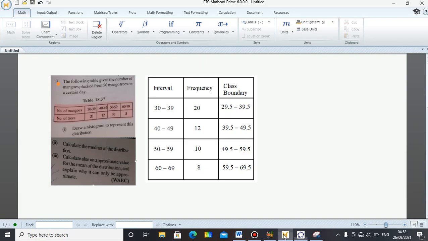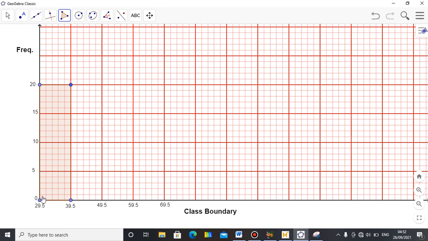Let's go to the table again. So 20 is even the highest here, and it starts from 29.5 to 39.5, which is what we have done. Then the second one is 12, and this is our graph. So this is 10. If this is 10, this should be 11, 12, 13, 14, 15. So 12 should be somewhere here now.